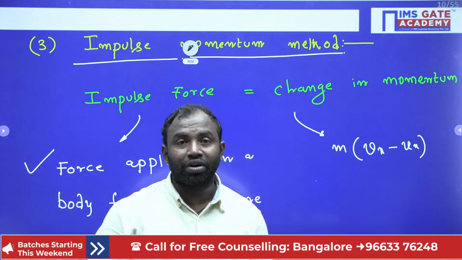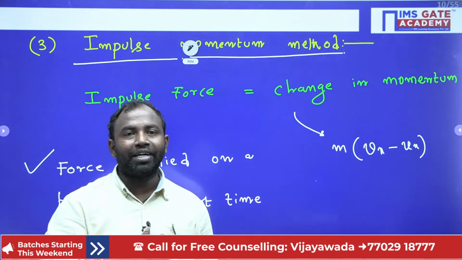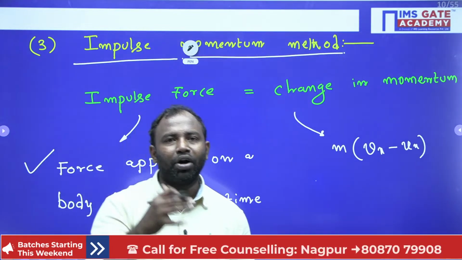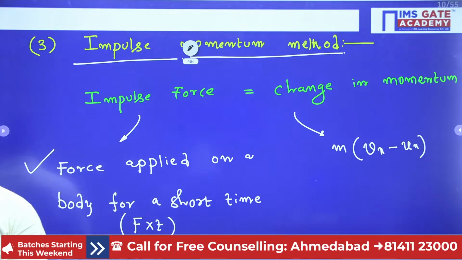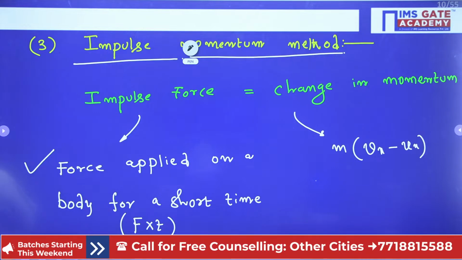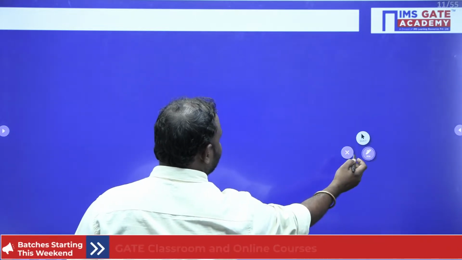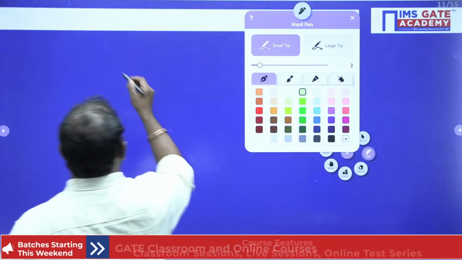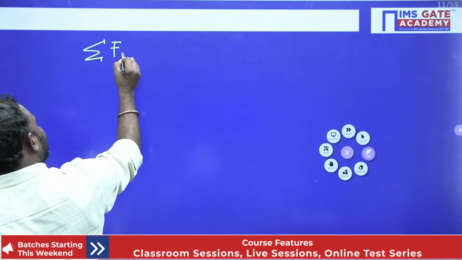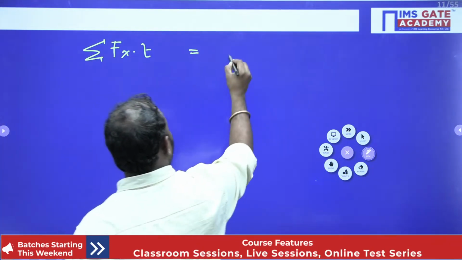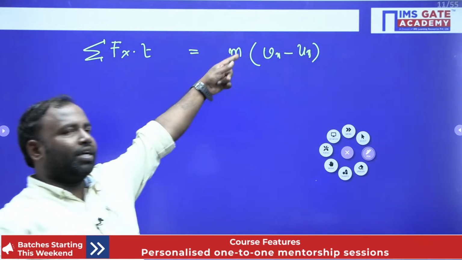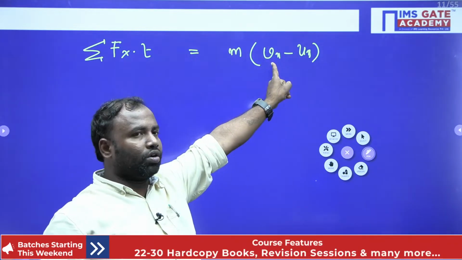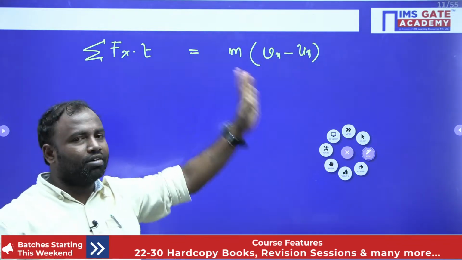But here you are not supposed to write like that, because conservation is not going to take place; a net force exists on the body. That is the reason why here change in momentum is nothing but mass into final velocity minus initial velocity, right. Now I will write the momentum equation. What is that? Sigma Fx into t is equal to m into (Vx minus Ux), where Ux is the initial velocity and Vx is the final velocity, right.